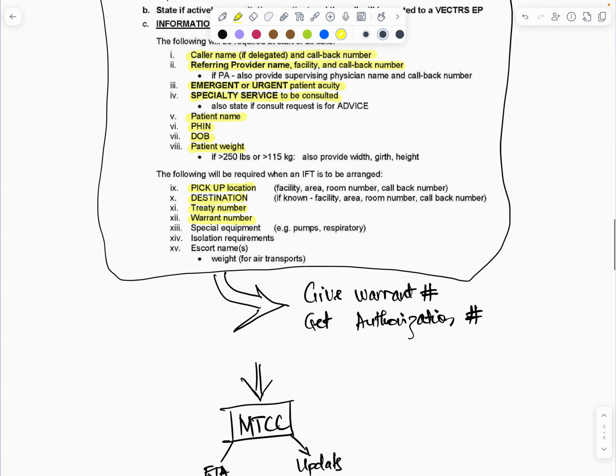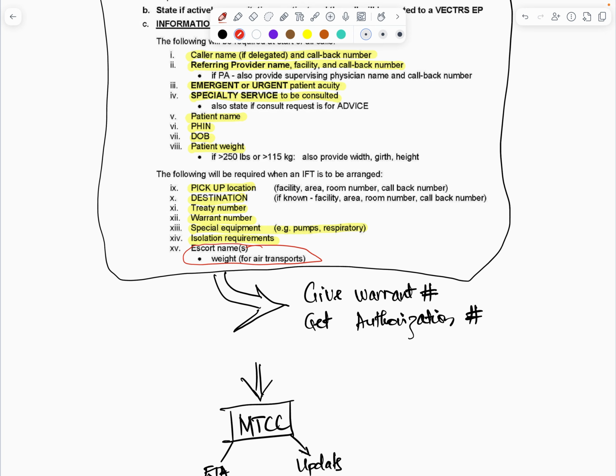All right, so they will need that travel warrant number. They will need also to know if there is any special equipment that is required, so IV pumps, or a respirator, or whatever that could be. If there is any isolation requirement, let's say we're dealing with an influenza case, and then the information about the escort. Very, very important. We need to know the escort and their weight, right?